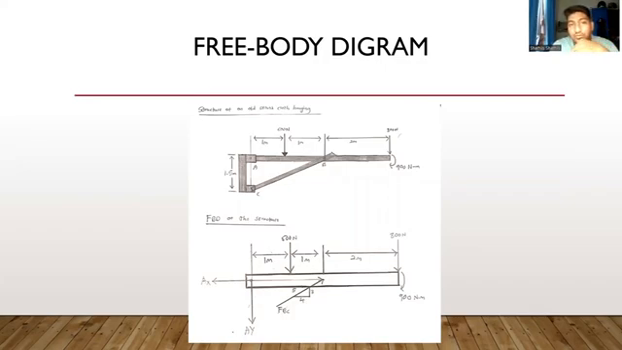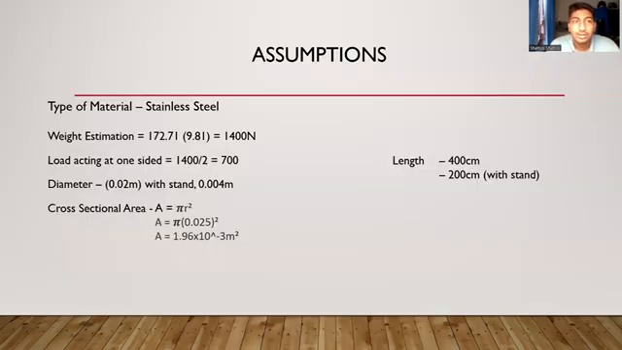The stand height is 1.5 meters, and the distance for the hang is 4 meters, and it weighs about 1,400 Newton. As you can see, it's a part of the triangle shape. And for the next slide, for my assumptions, this type of material is stainless steel. So it weighs about 1,400 Newton, and the load acting on one side is 700 Newton.